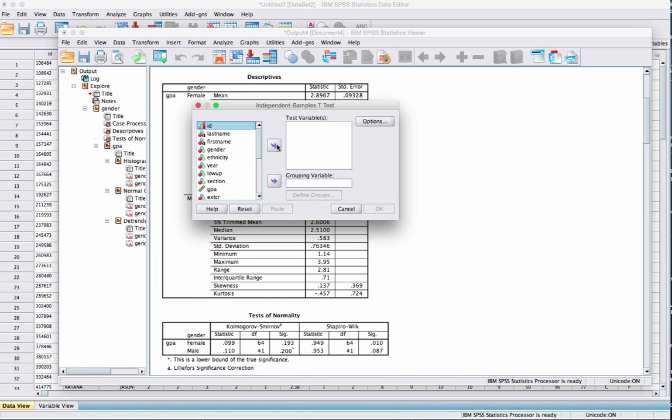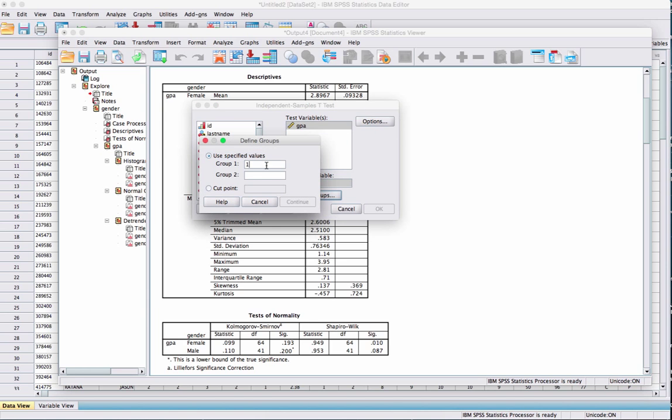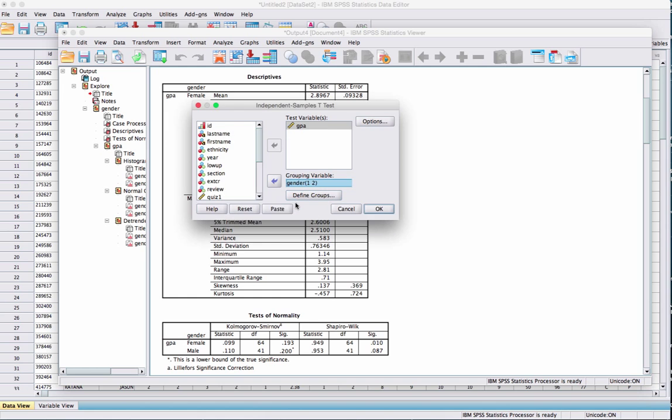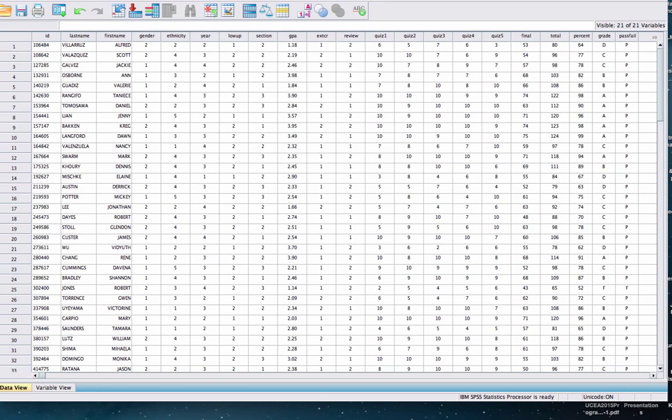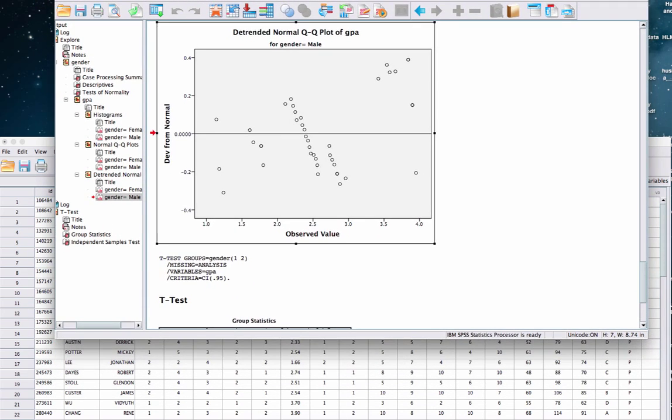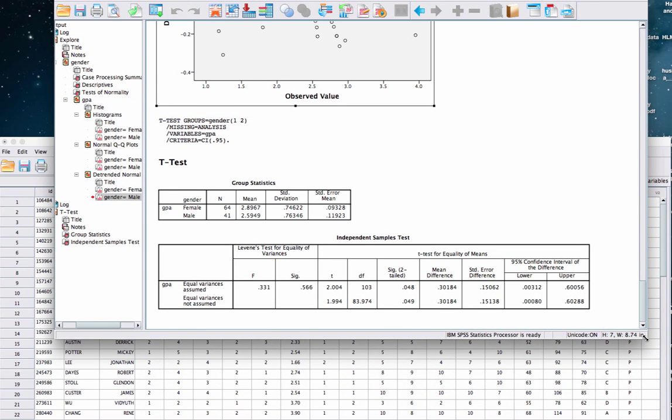And then our test variable, or our dependent variable, is GPA. Our grouping variable or factor is gender. Now you have to define the groups. So we click on that, and we know that gender was coded female 1 and male 2. And we continue, and we go OK. So this is our t-test output here.